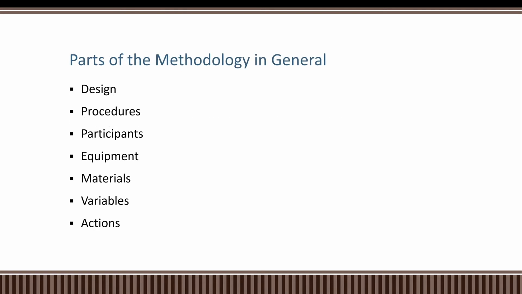Generally speaking, the parts of your methodology section should be: what kind of design was used? What kind of procedures were used? What kind of participants, equipment, materials, variables, and actions? Your readers need to know how your data was collected because the method you chose affects your results, and also how you interpreted their significance in the discussion part of your paper.